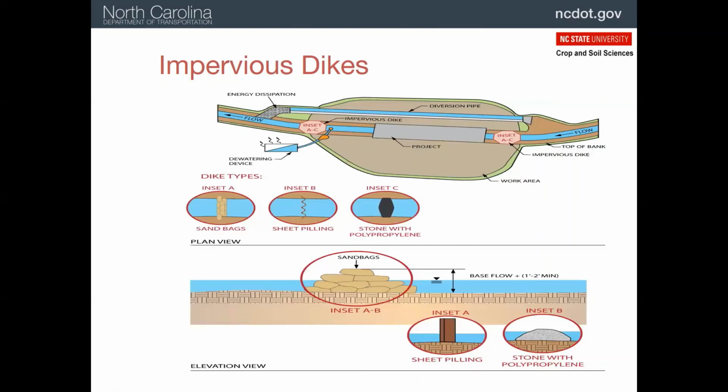And these can also be used as these dams. What we were talking about before was earth covered up with some fabric. And in this case, we could put in sandbags or sheet piling, or put some stone in with plastic over top of that. So a lot of different ways we can stop the flow and move it into our diversion system.